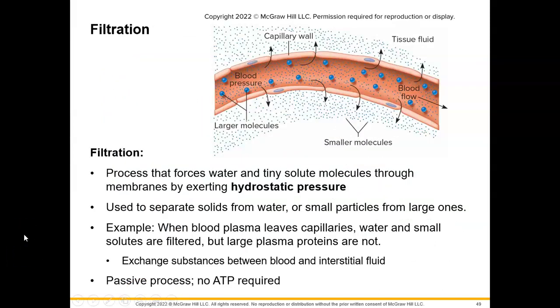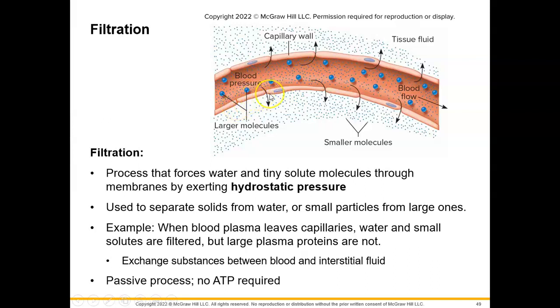Filtration is also a passive process. Filtration is a process that moves water and tiny solute molecules through membranes by exerting hydrostatic pressure. In blood vessels, blood pressure is a type of hydrostatic pressure, and it is used to separate solids from water and other small particles.